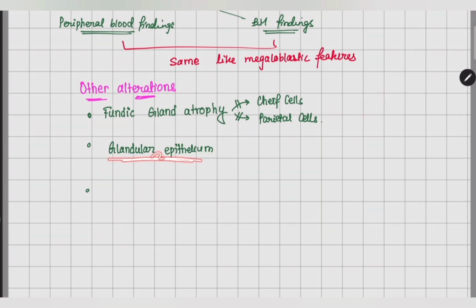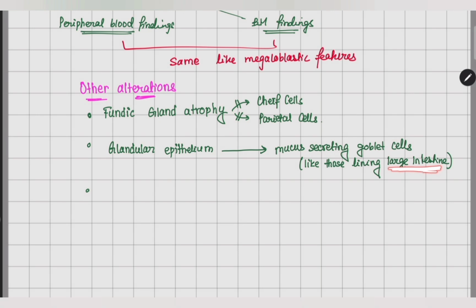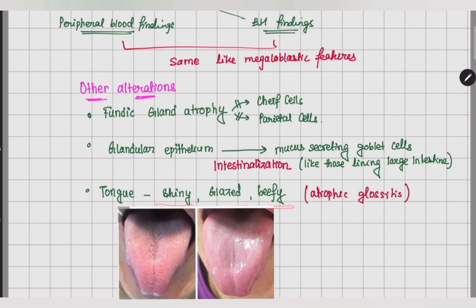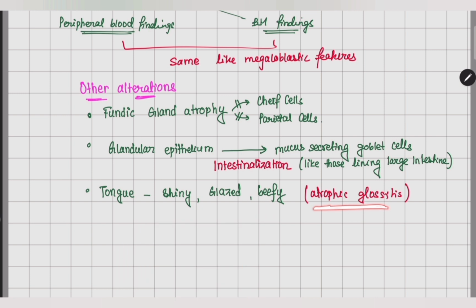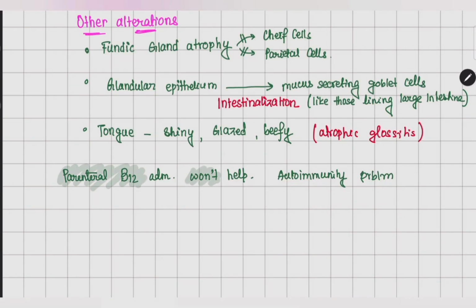The glandular epithelium will be converted to mucus secreting goblet cells like those lining the large intestine. This is known as intestinalization. And the tongue will become shiny, glazed and beefy because of atrophic glossitis. So in these conditions, parenteral B12 administration would not help because it's an autoimmune problem.